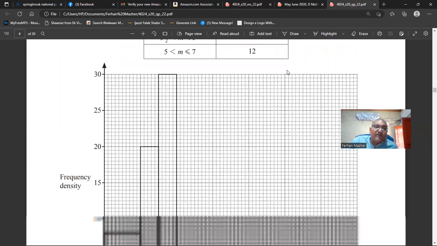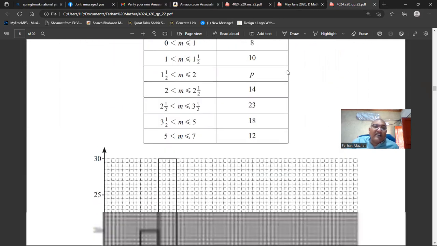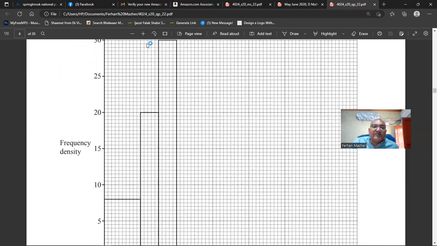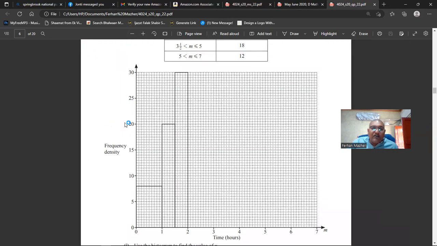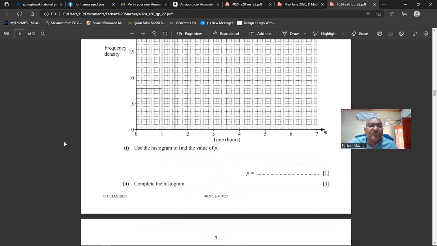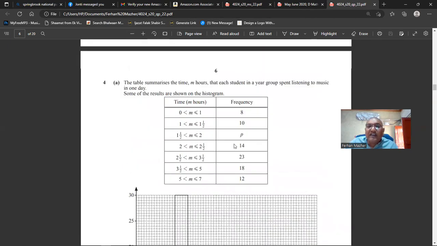So this is question number 4 coming up on your screen. Let me reduce the size so you can see the whole thing. I hope you can see this. It's a frequency density against time, that's a histogram. The first question asks to use the histogram to find the value of P. It's a 1 mark question. And what is P?